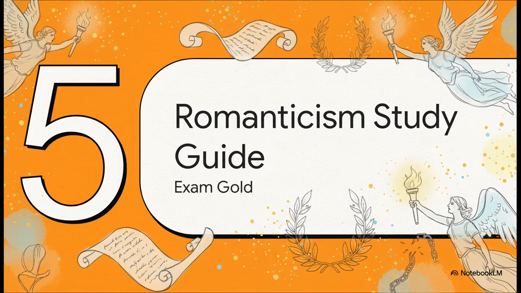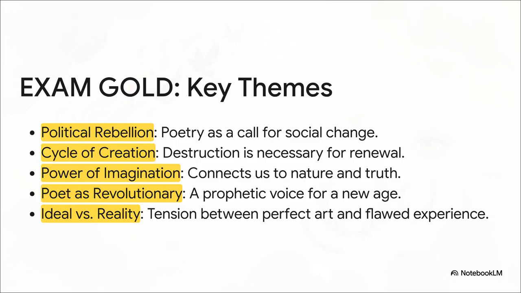Okay, let's bring it all home. We're going to boil all this down into the absolute key points you need to have locked and loaded for your exam. Think of this section as your exam gold. This is the good stuff. These right here are the core concepts that are driving both poems. You've got that political rebellion and that whole cycle of destruction and rebirth. That's Ode to the West Wind, pure and simple. The power of imagination, that painful gap between the ideal and the real, that's all over To a Skylark. And the big one, the idea of the poet as this revolutionary voice, that's the thread connecting both of them.